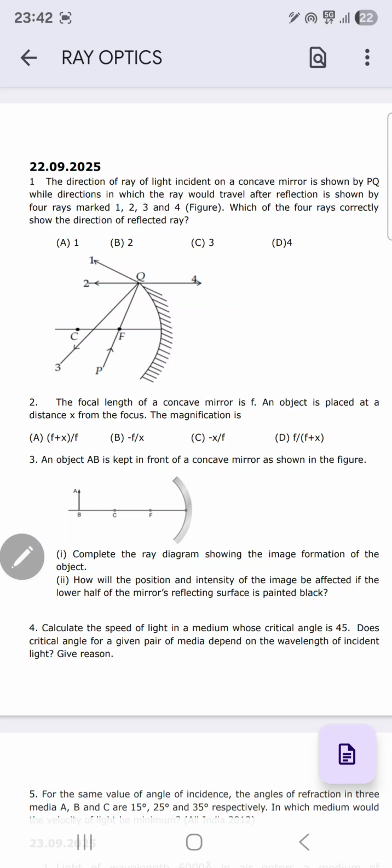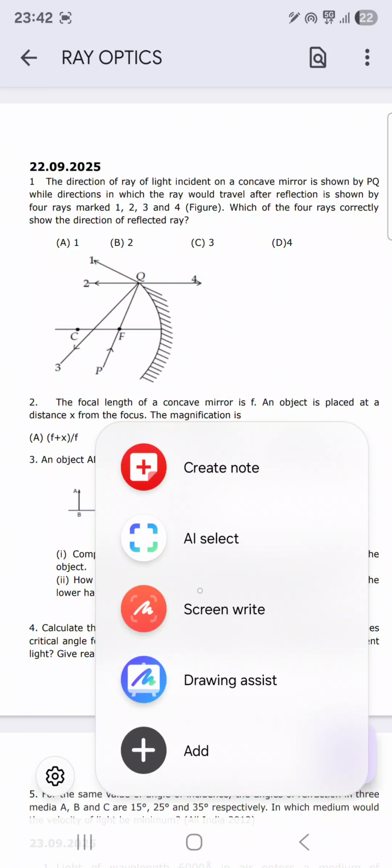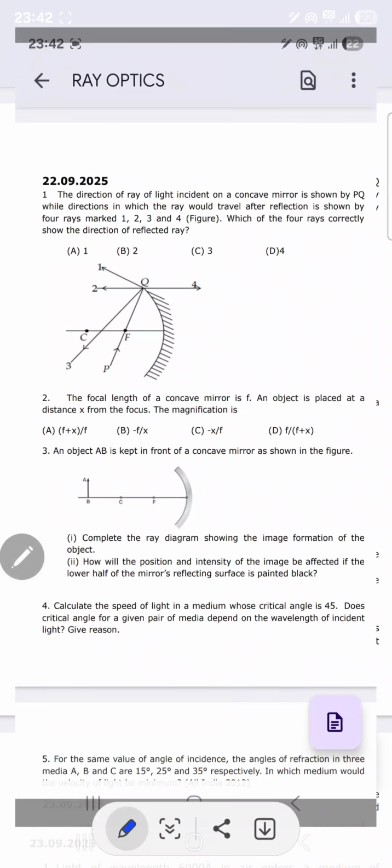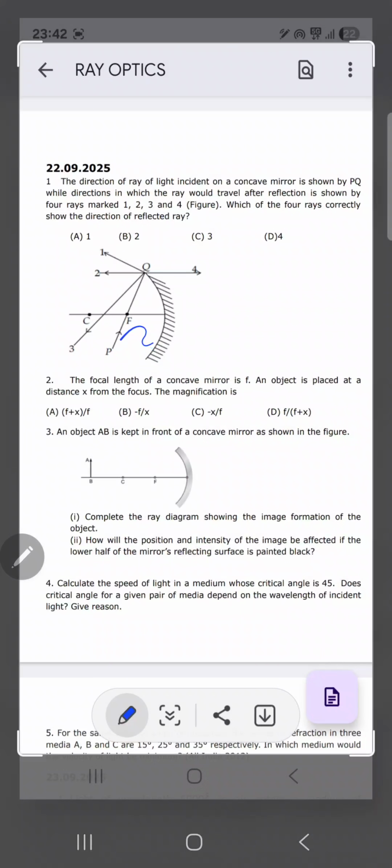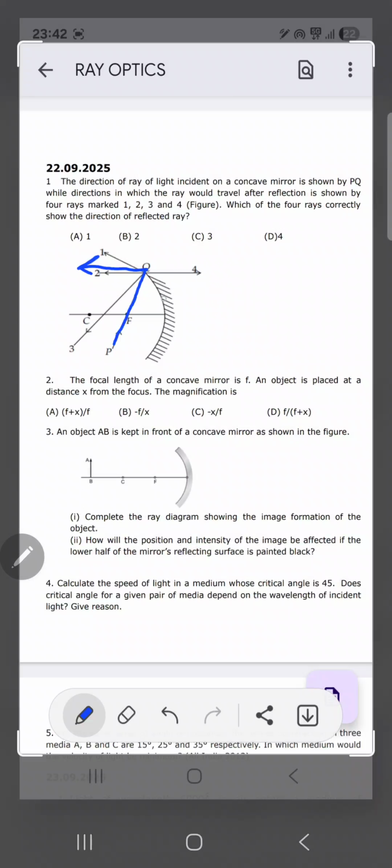And the first question under this is: the direction of the ray of light incident on the concave mirror is shown by PQ. Here you can see that PQ is the incident ray and it is passing through the focus of the concave mirror, and we know that if the ray is passing through the focus of a concave mirror, it would become parallel after reflection. So the most appropriate ray here, which is the reflected one, is ray number 2.